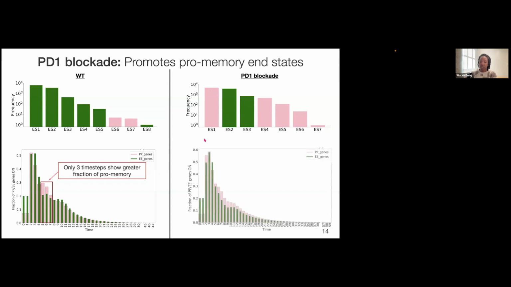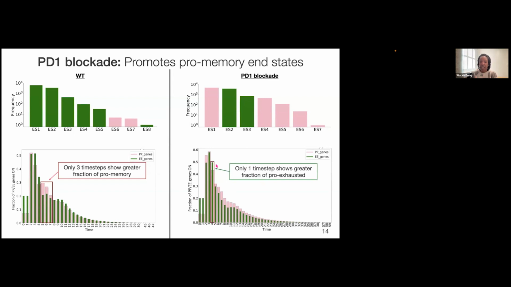And then also, if we look at the time course, we see now with the PD-1 blockade that the pink bars are higher than the green bars. So there's a greater fraction of pro-memory cell genes being turned on compared to early exhausted genes. And only 1 intermediate time step shows a greater fraction of exhausted genes being turned on.